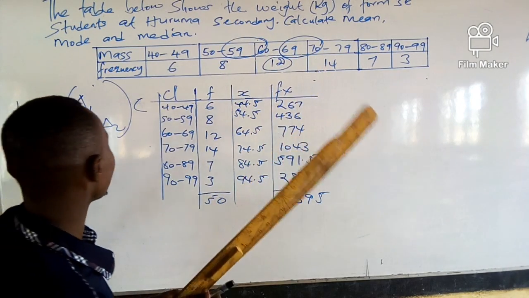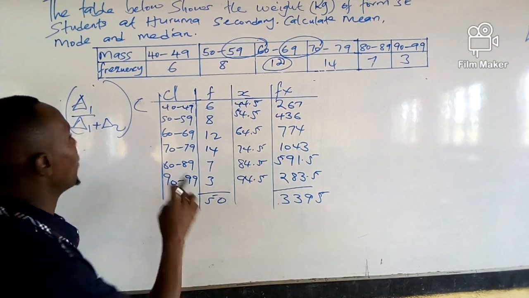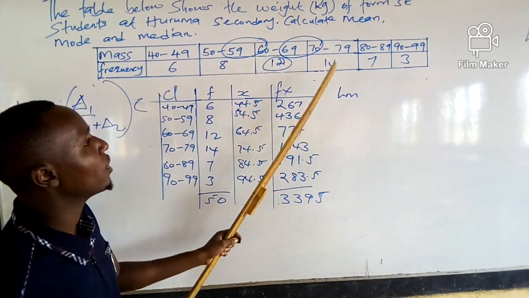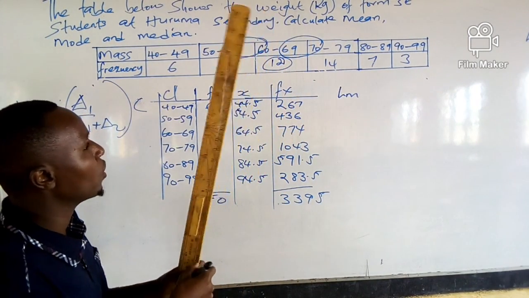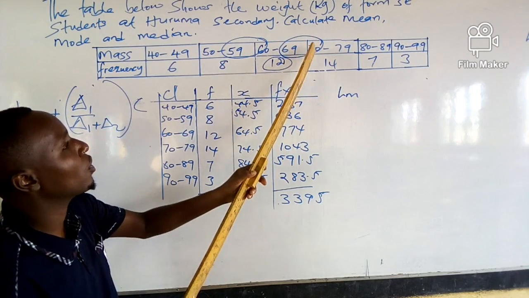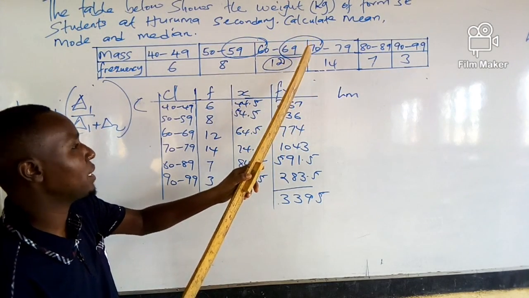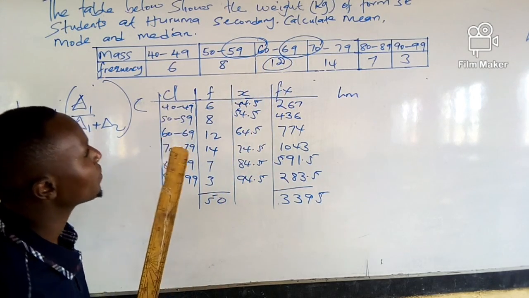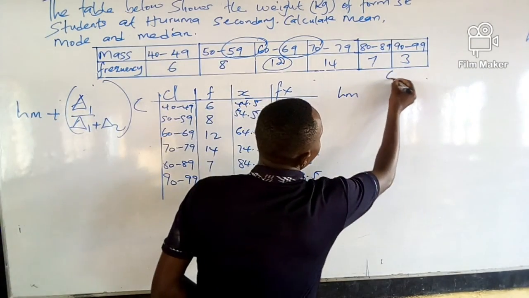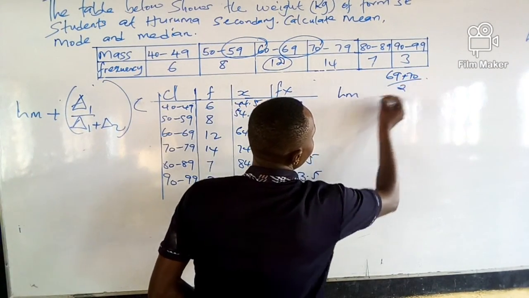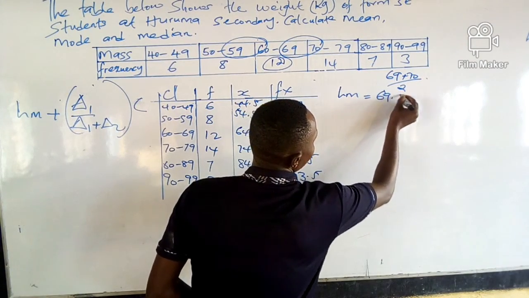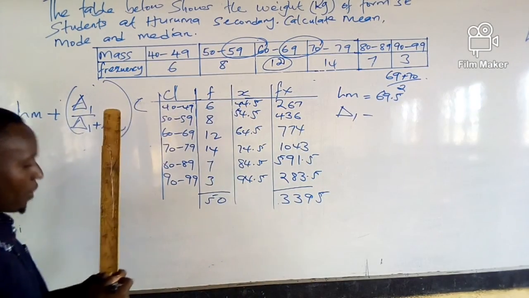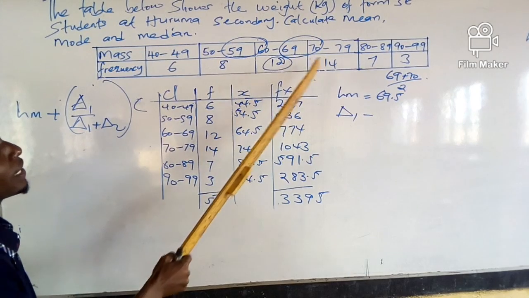In this case, for the modal class, Lm is the lower class boundary of that class. To get that again, we consider the lower limit of the modal class and the upper limit of the class before it. So in this case, it is 69 plus 70 divided by 2, which gives us 69.5.